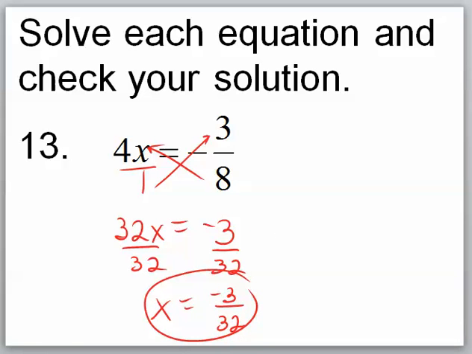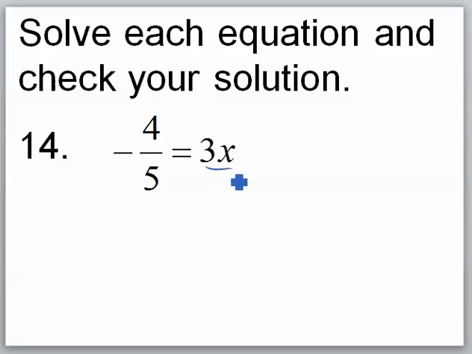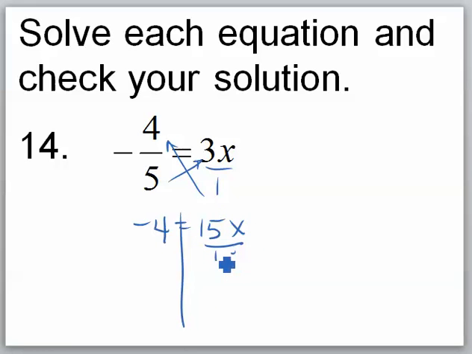On this next problem here, I will cross multiply again. 1 times negative 4 is negative 4, and 5 times 3 is 15. I'm trying to get the x by itself, so I want to divide by 15, not by the 4, because that gives me the x by itself. This again does not reduce, so I just leave it negative 4 over 15.